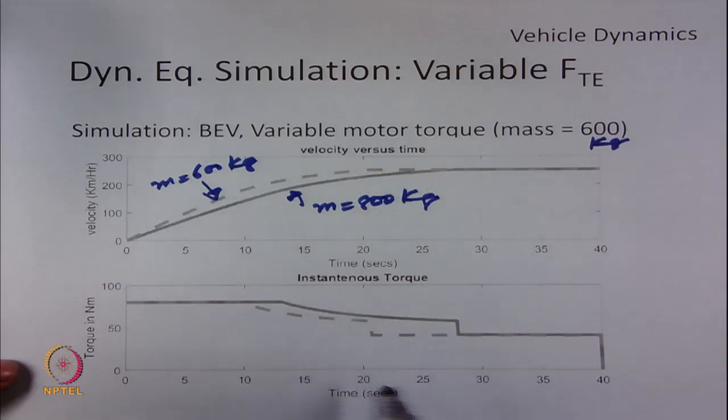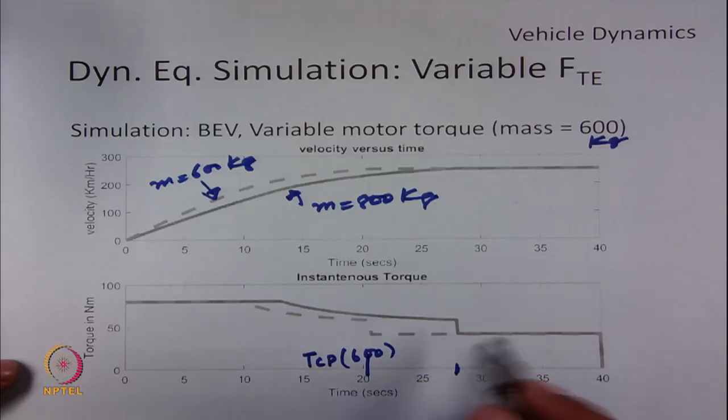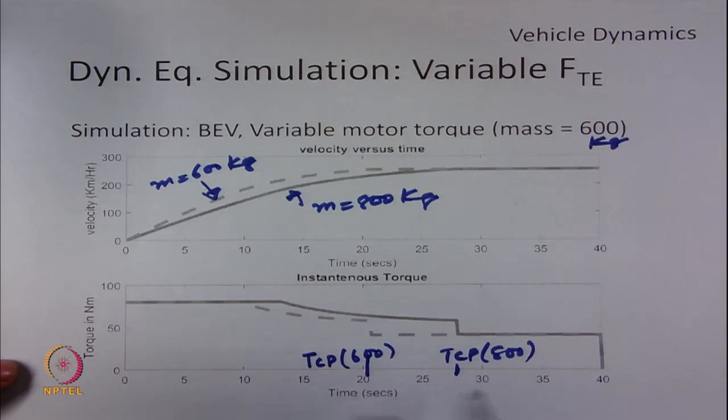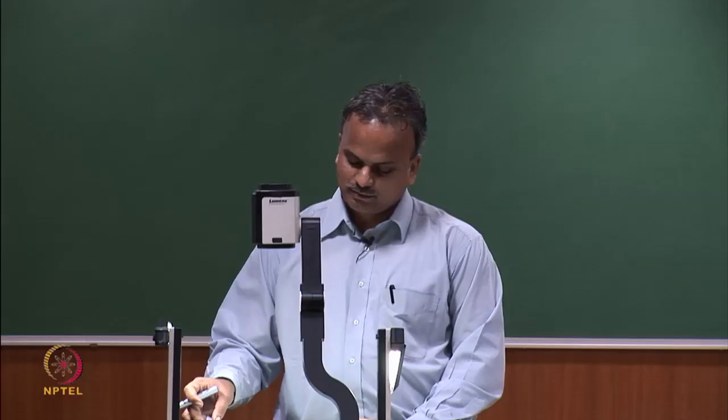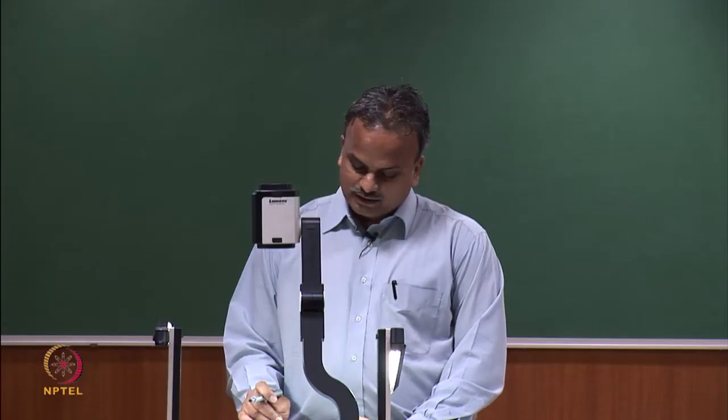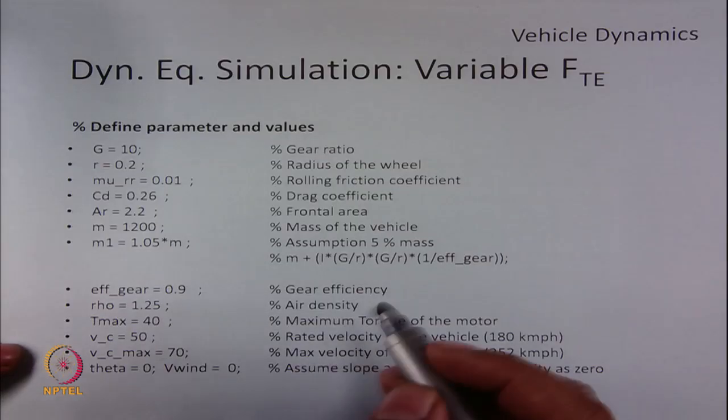So, you can see that the V max is reached in, so this TCP for 600 kgs is around 20 seconds, and it is TCP for 800 kgs mass. The system is able to accelerate fast. So, this was some of the performance checks you can do when the simulation is with us. Now, let us try to see the kind of simulation files.